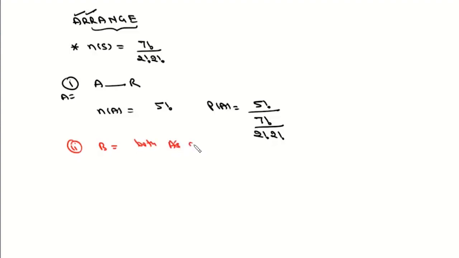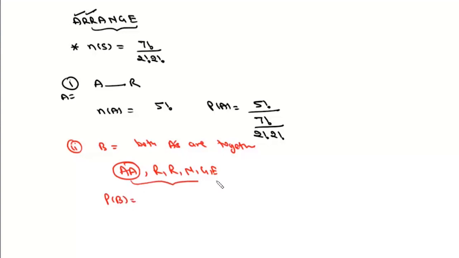Or it could be this event B such that both A's are together. So in this, we'll use the string method. We'll take A and A together, and then we'll have R, R, N, G, E. So this probability will be, the total number of ways of arranging them, it is 6 objects, factorial 6 divided by 2 R's, factorial 2, and the total number of cases is factorial 7, factorial 2, factorial 2.